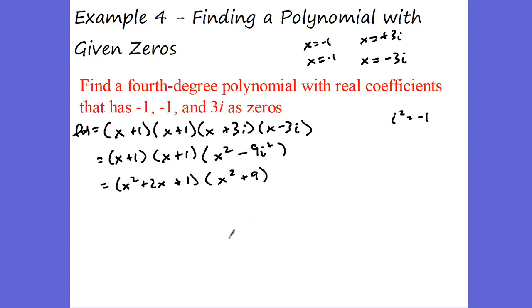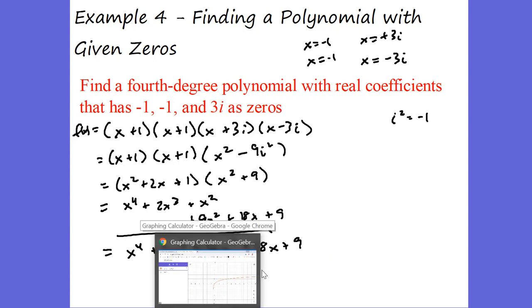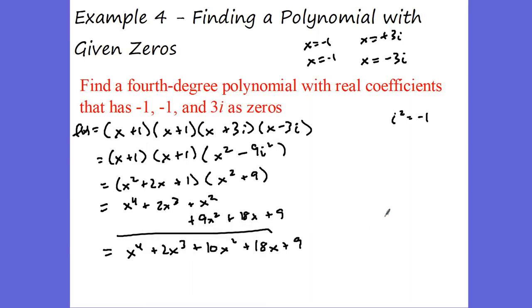And now I'm just going to do some foiling here, or some distributing. I'm going to distribute x squared to everything in here. So we have x to the 4th plus 2x to the 3rd plus x squared. Now I'm going to distribute my 9. We got 9x squared. We got 18x plus 9. I add all of that up, and I have x to the 4th plus 2x cubed plus 10x squared plus 18x plus 9. And that is my polynomial, this 4th degree polynomial of this function.